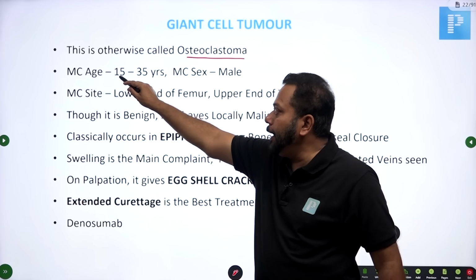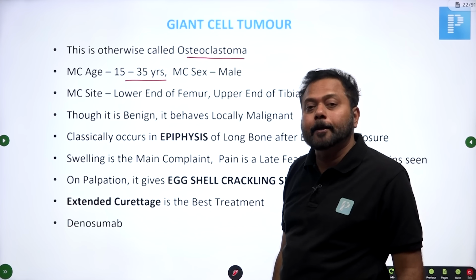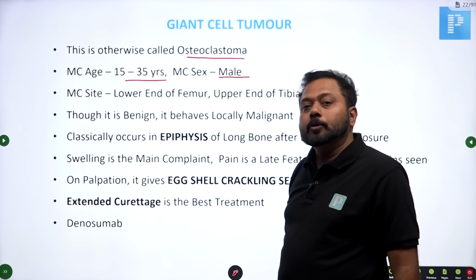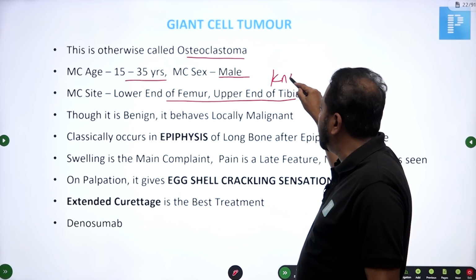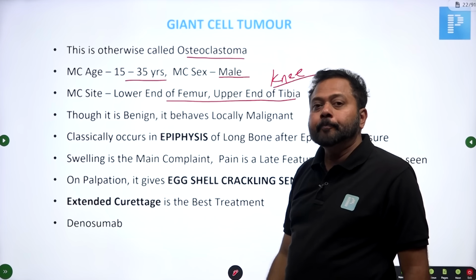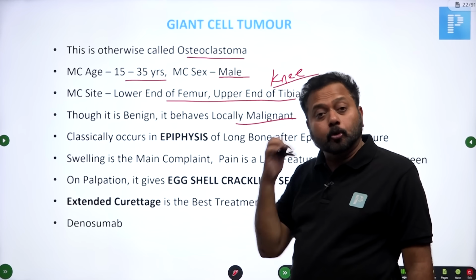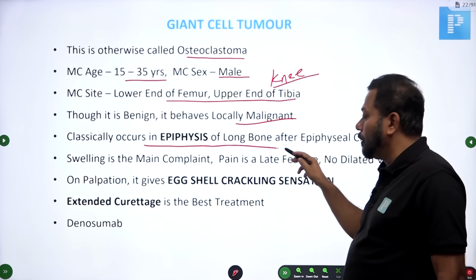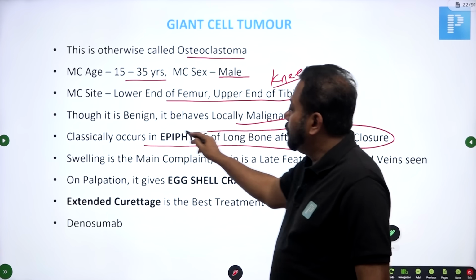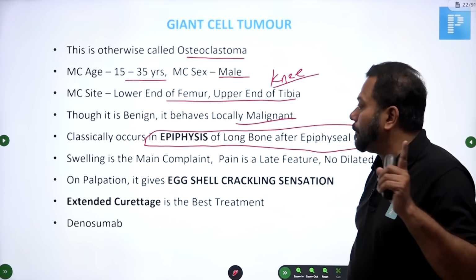Age and sex are very important in all bone tumors. It is more common in males. The most common site is the lower end of the femur and upper end of the tibia, that is, the knee joint, again like osteogenic sarcoma. Though it is benign, it acts locally malignant, like cholesteatoma, which you have read in ENT. It classically occurs in the epiphysis of a long bone after epiphyseal closure. To stress this point, I typed it like this. Please register this in your mind.